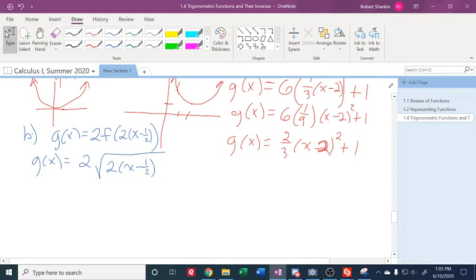All right, now we can look at what all these things do. This minus 1/2 shifts me to the right 1/2 of a unit. This is a horizontal compression. This is a vertical stretch.